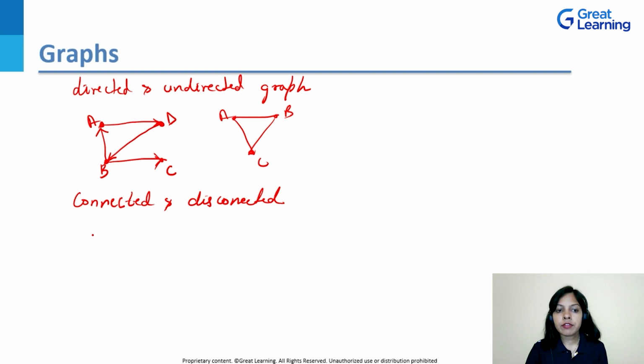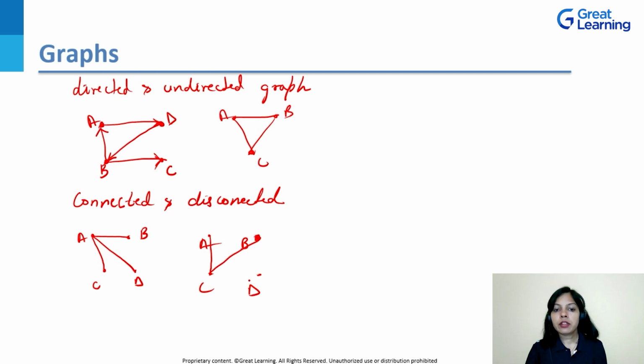What are connected and disconnected graphs? Suppose these are the four vertices in a graph. If all these four vertices are connected to at least one of the other vertices, then it is a connected graph. Disconnected: suppose this is your complete graph, A, B, C, and D, and these two are connected, but D is not connected to any other vertex. It's also called an isolated vertex. So if there exists any isolated vertex in a graph, that is your disconnected graph.